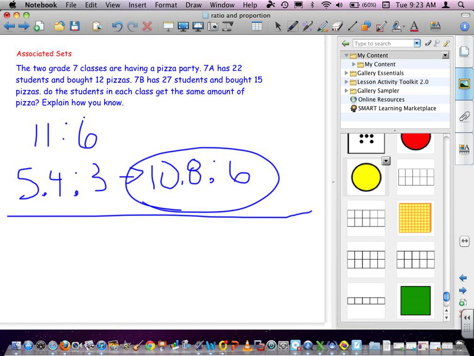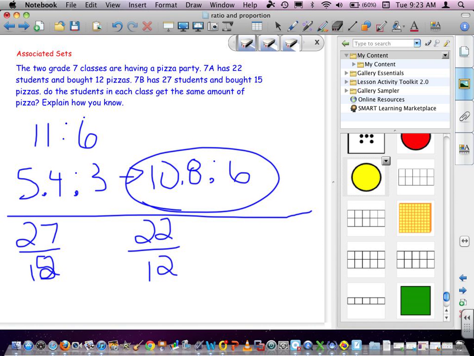I divided 22 by 12 and 27 by 15. So I thought if there's 22 kids in the class and you divide 12 pizzas, I got 1.83, so I thought each person would have 1.83 pieces of pizza. Yeah, that's fine. But then in the end, I said that 7A got more pizza, because when I divided 27 by 15, I got 1.8.